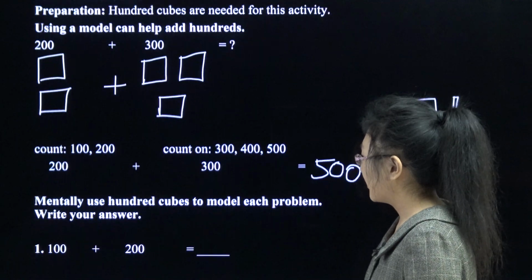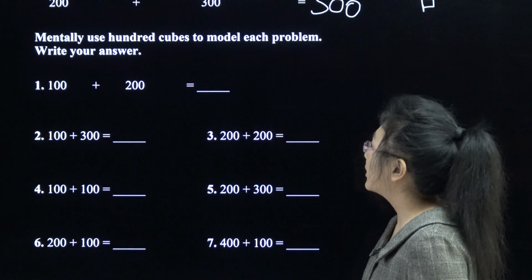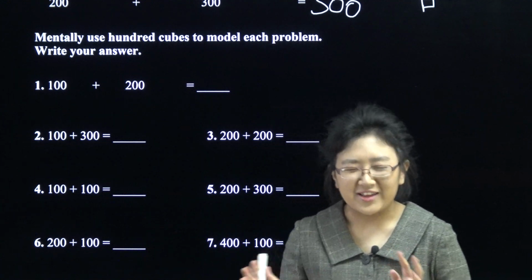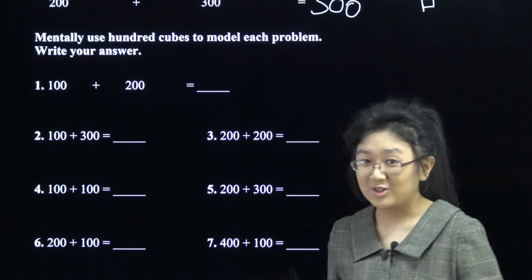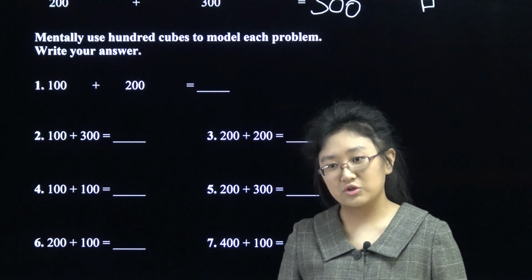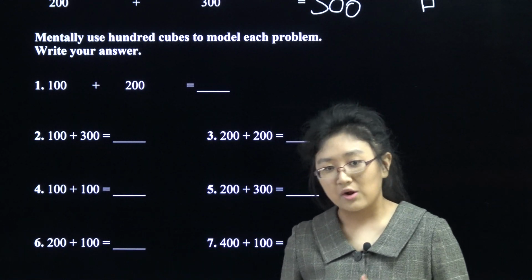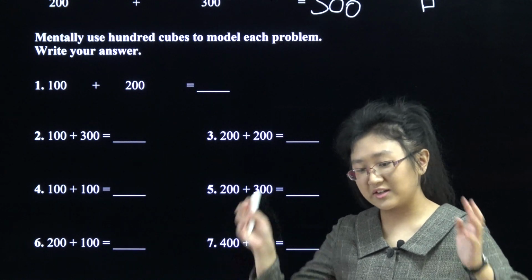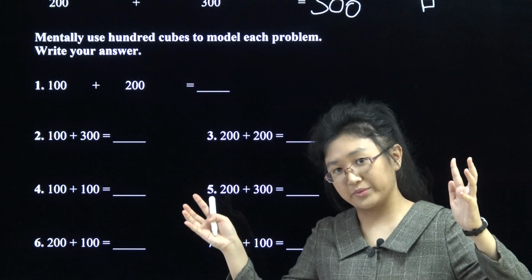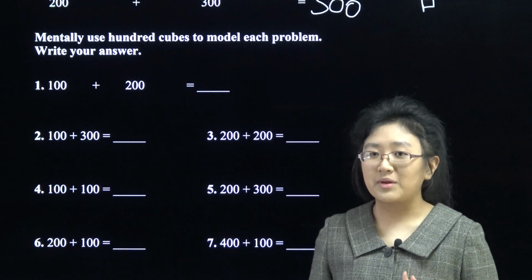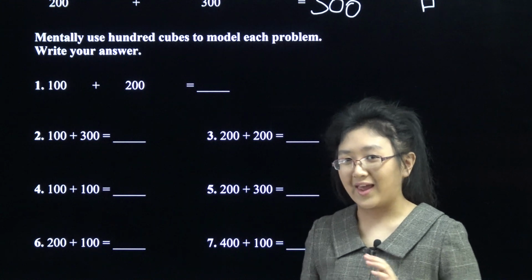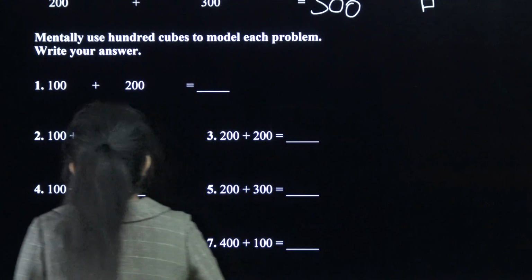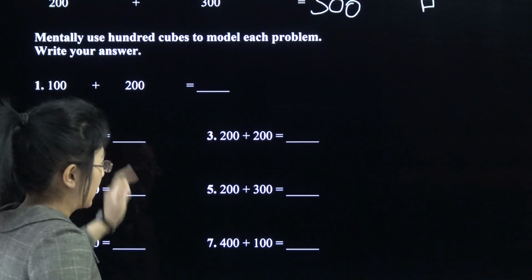So let's do some practice problems. Mentally use 100 cubes to model each problem. Write your answer. So usually on a test, they wouldn't really say mentally use 100 cubes. They would just either say use a model, use 100 cubes, or mentally figure it out. Because if you're mentally using 100 cubes, you're basically just picturing 100 cubes. And I know that some people, there's actually a disease where you can't picture stuff properly. So this might be a little bit difficult. And we're just going to logic it out.